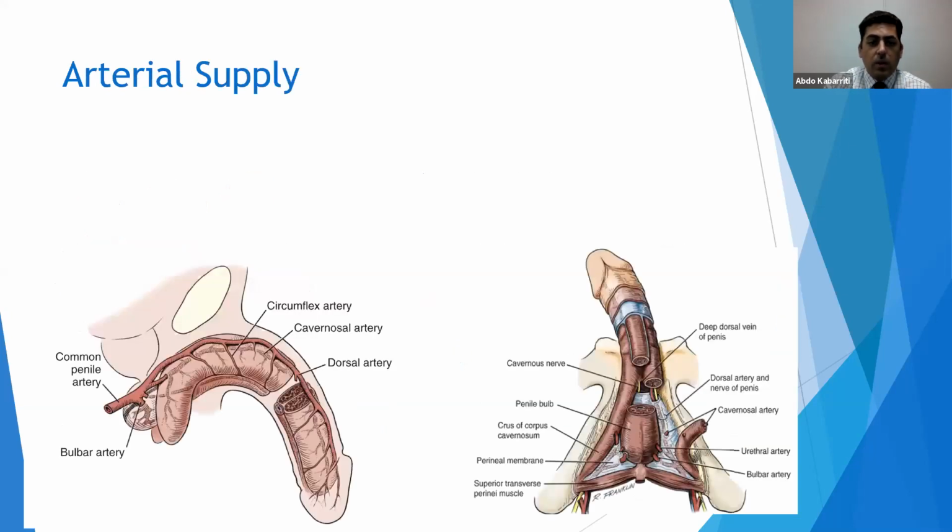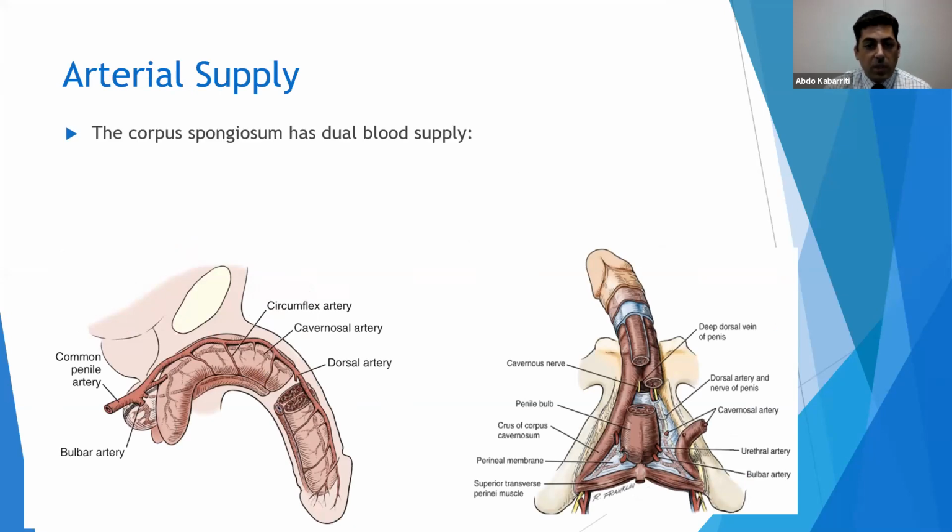And then in terms of arterial supply, we have the common penile artery, which comes off the internal pudendal, and that breaks off into the dorsal artery, which goes all the way to the glans, with some circumflex arteries coming off of the dorsal artery for the corpus cavernosa, as well as the cavernosal arteries. And then on the ventral aspect, you have the bulbar as well as the urethral arteries.